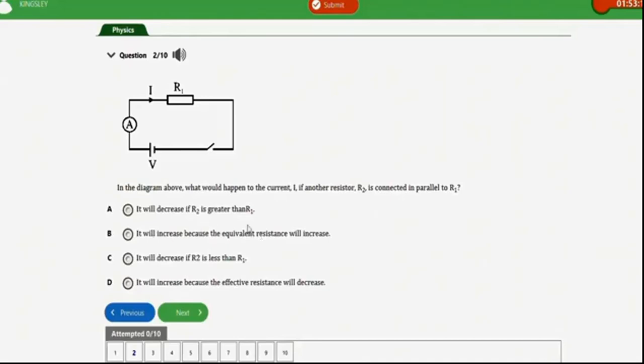Okay, so the correct option to this question is option D, which is it will increase because the effective resistance will decrease. So that will be the correct answer to this question. Take note of this particular question, guys. Alright, so let's go to the next repeated question, which is this one.